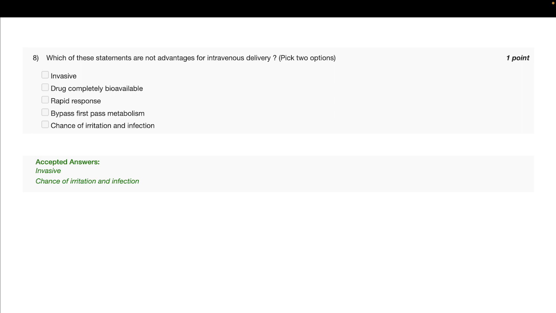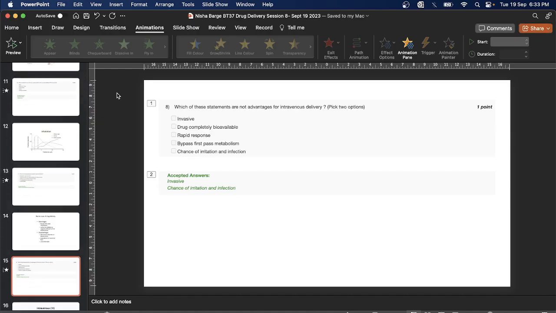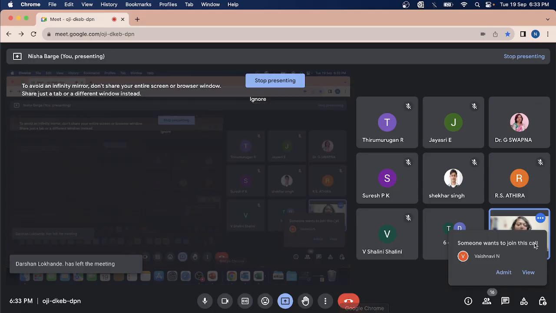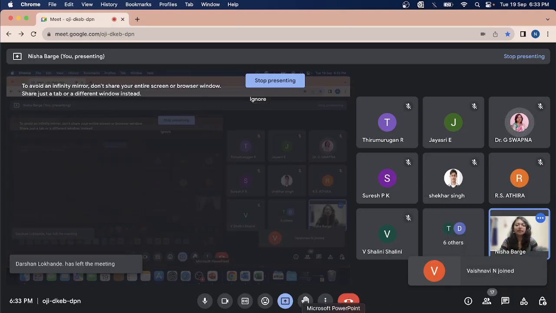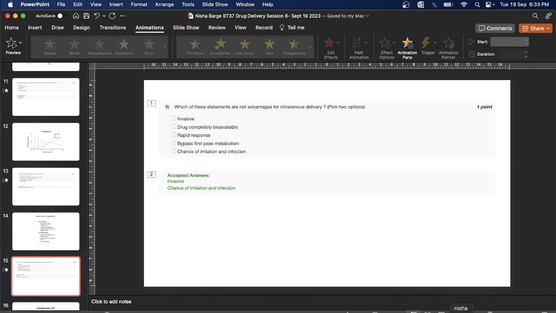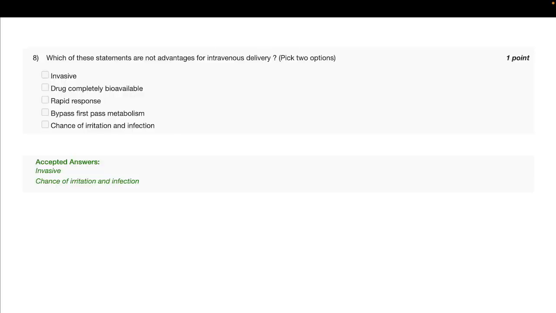Irritation meaning whenever you're injecting something, that area will slightly become red, and if somebody has higher macrophages in that particular area, then it will lead to irritation. Is this clear? Yes, ma'am. Okay. Then we can move on to the next question.